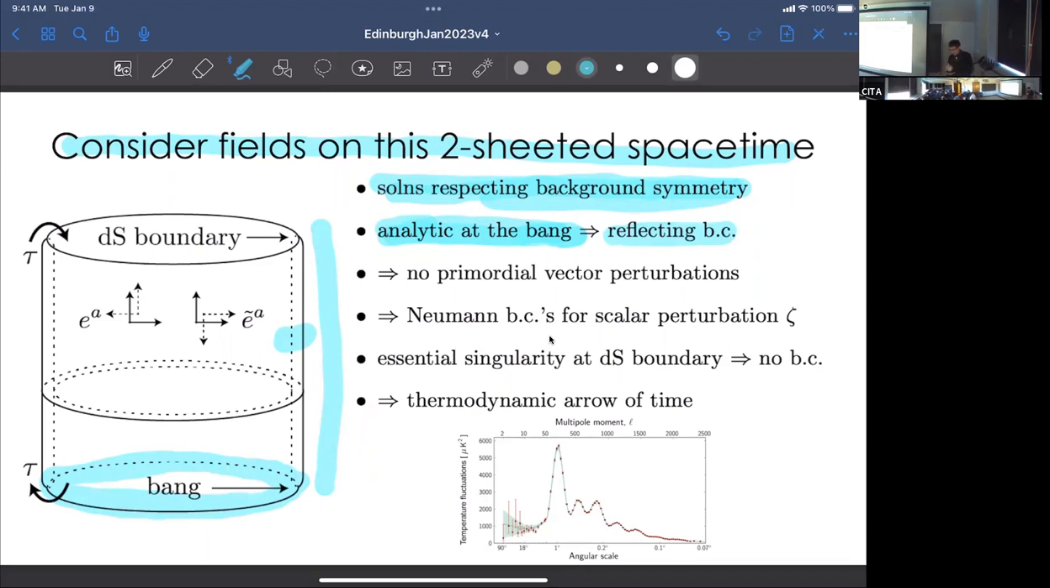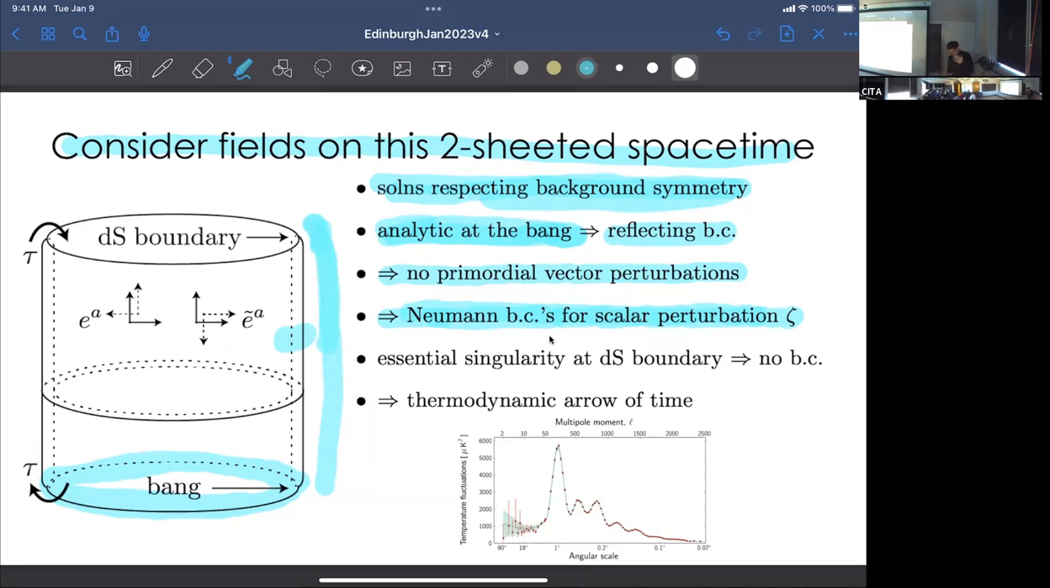And that is good, actually. That turns out to rule out primordial vector perturbations. And for scalar perturbations, the fact that they satisfy a reflecting Neumann boundary condition down there, this same argument forces the scalar perturbations zeta to satisfy a Neumann boundary condition down at the bang, which is exactly what we said earlier was the observed fact about the synchronization of the scalar perturbations at early times. Now, you might ask, what about the future? What if we tried to analytically extend the space-time in the future?